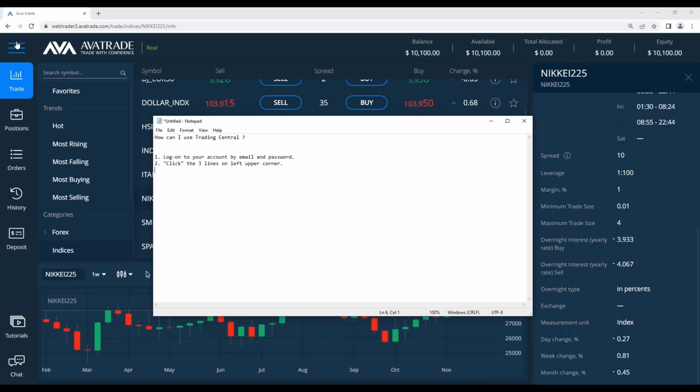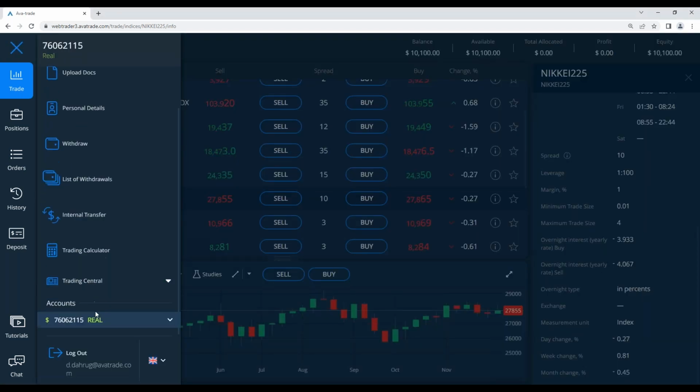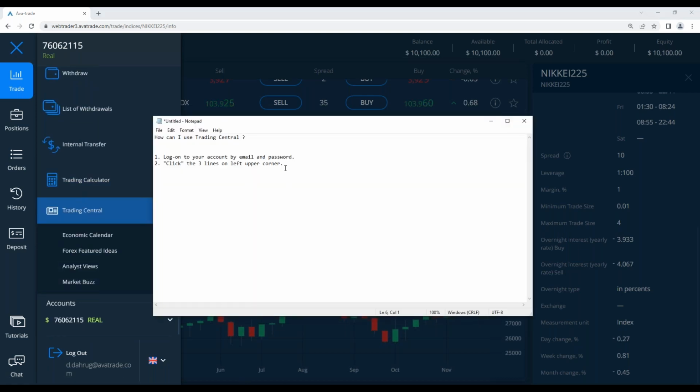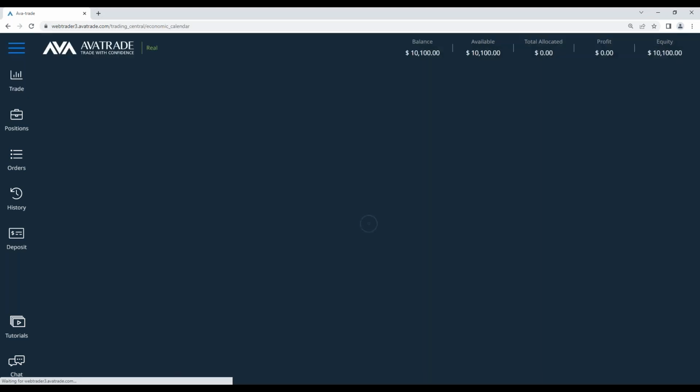All right, and when I click, it's going to show me here Trading Central. Now, Trading Central, if I click it, it's going to show me. Step 3, click Trading Central. Very simple. 3 steps, we all can agree. Then I can pick economic calendar, as an example.